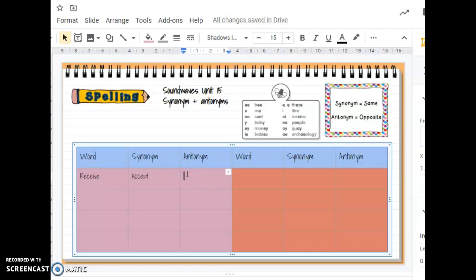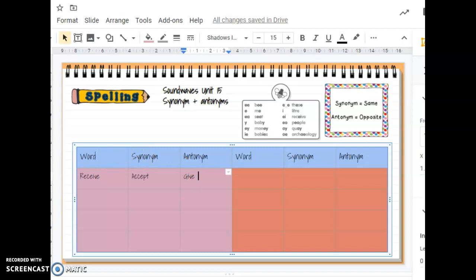Now I'm going to think of an antonym or a word that has the opposite meaning to the word receive. So receiving means you're accepting or you're taking or getting something or someone. So the opposite of that is going to be to give. So that's going to be my antonym for that word. All right, I've done the first one for you.